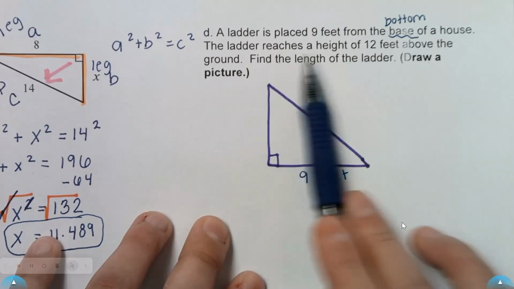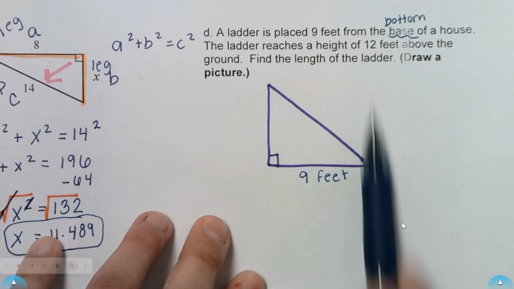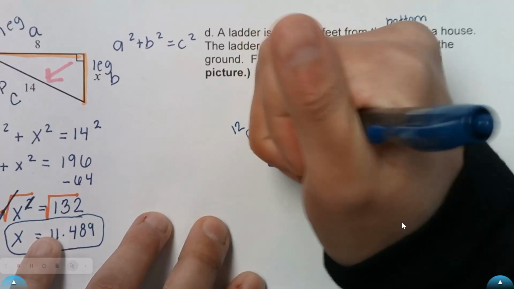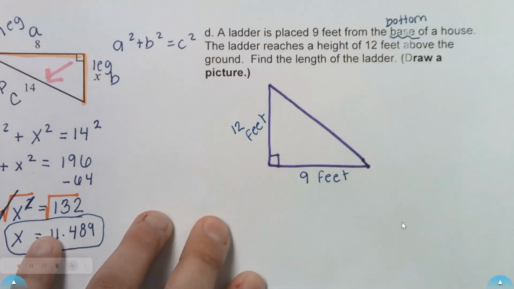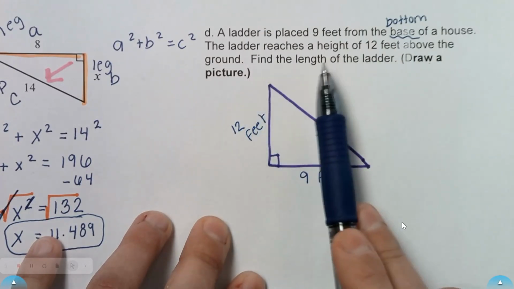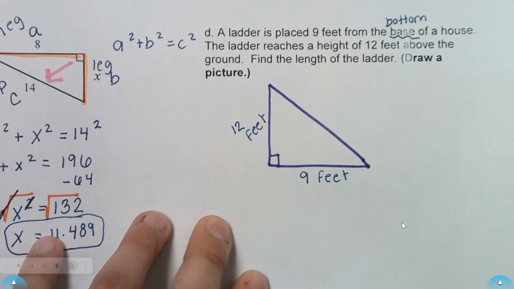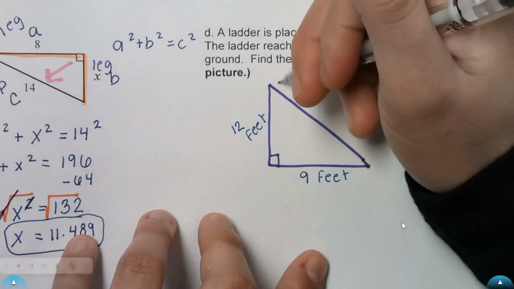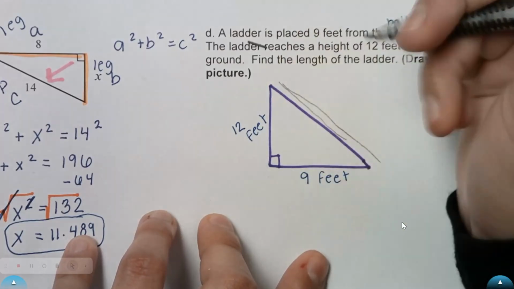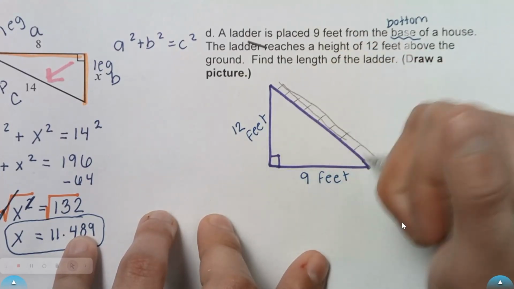Okay, it says the ladder reaches a height of 12 feet. When you're measuring height, height is straight up and down. So that means this side over here is going to be your 12 feet. Then it says find the length of the ladder. A ladder is usually at a diagonal, right? So if I wanted to, I can put that in my picture. If this is the ladder, that makes sense, because here I can put my steps.